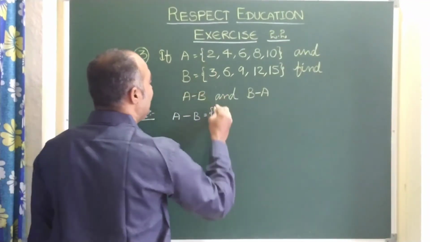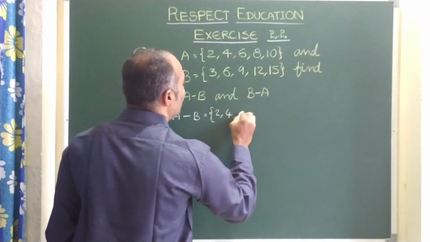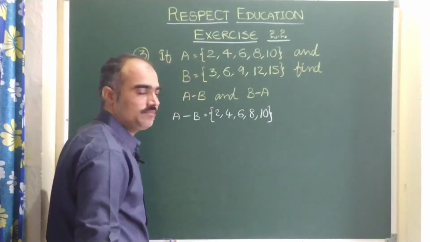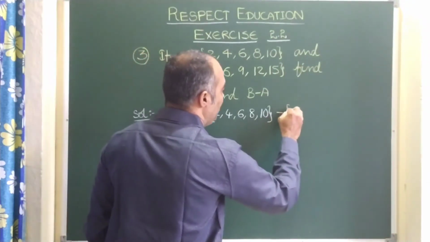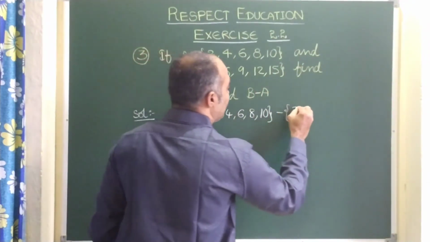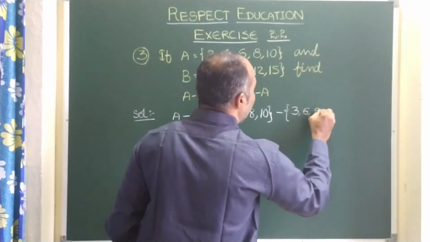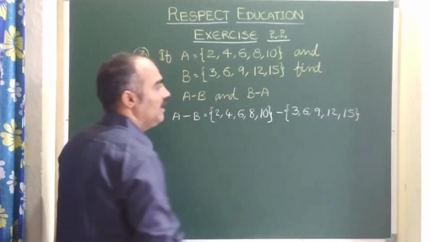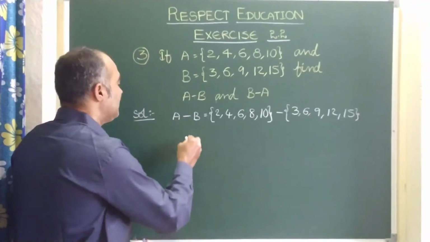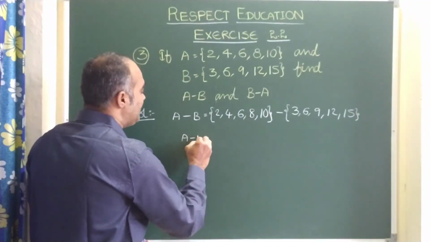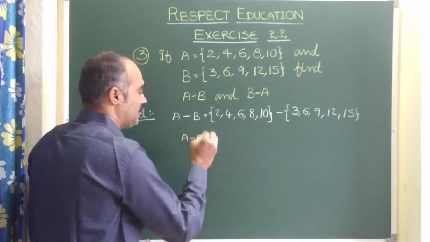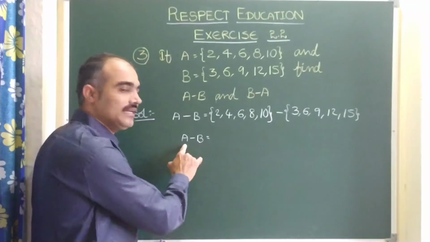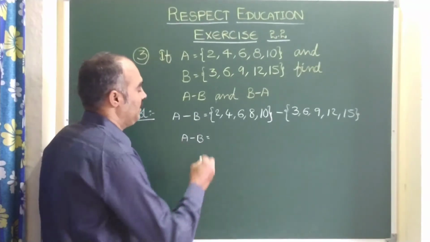Let us write here A: 2, 4, 6, 8, then 10. This is A. Minus B. B is 3, 6, 9, 12, 15. I would like to tell you here what is A minus B. A minus B is called, children, the difference of sets. Difference of sets here, A and B. Difference between A and B.